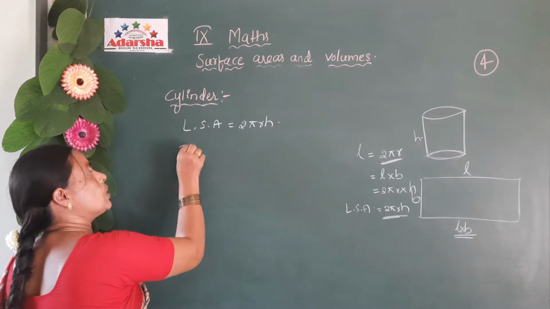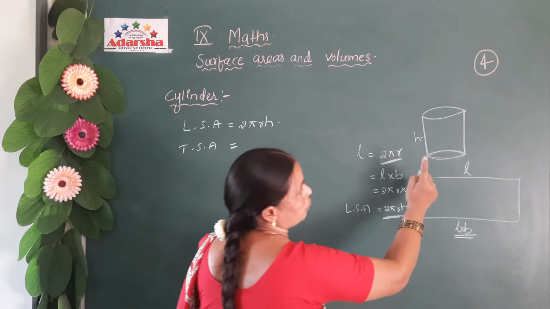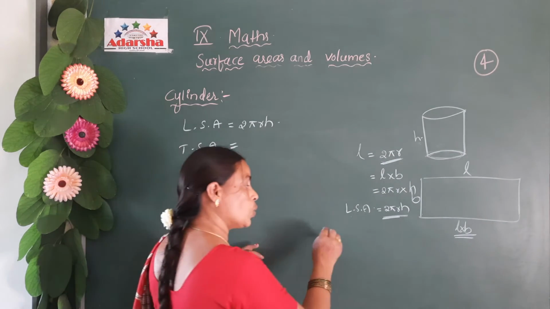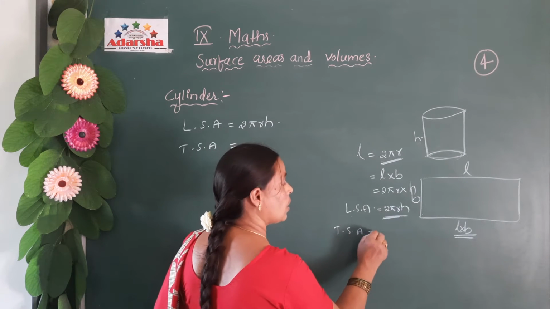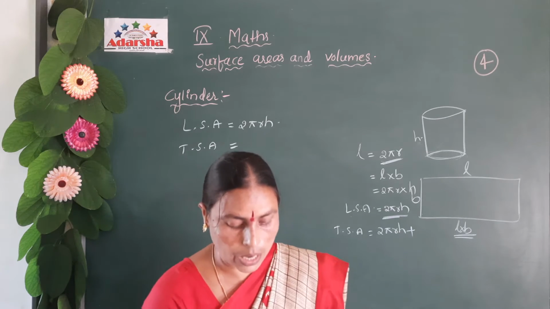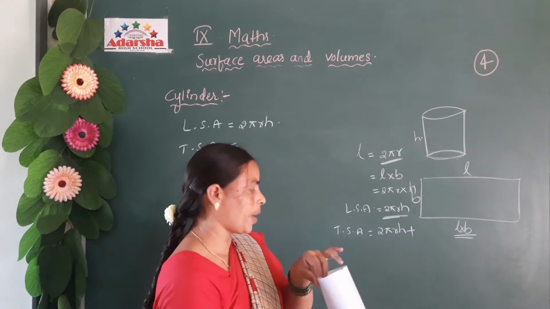And what is the total surface area of a cylinder? Here we got only the curved face area, 2 pi r h, which is the lateral surface area. So the total surface area means the lateral surface area plus the curved face area; the lateral surface area of this rectangular sheet we got is 2 pi r h.